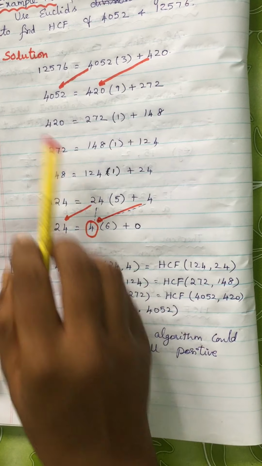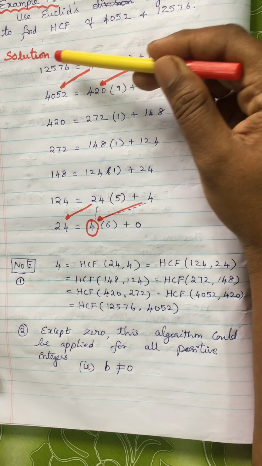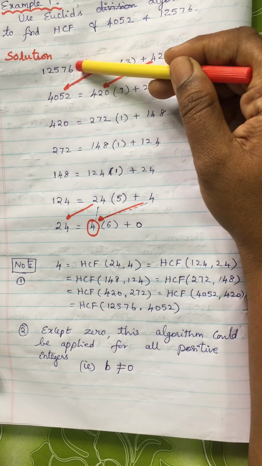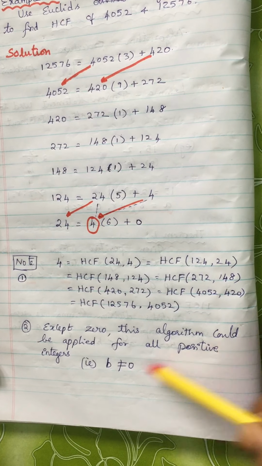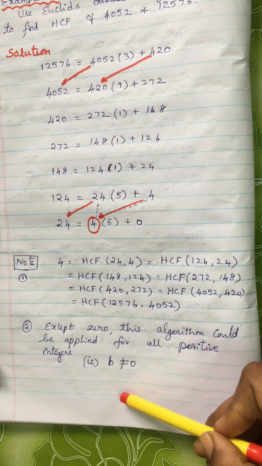Finally, you can write 4 is the HCF of 12576 and 4052. So you can apply this algorithm except 0. So B should not be equal to 0.